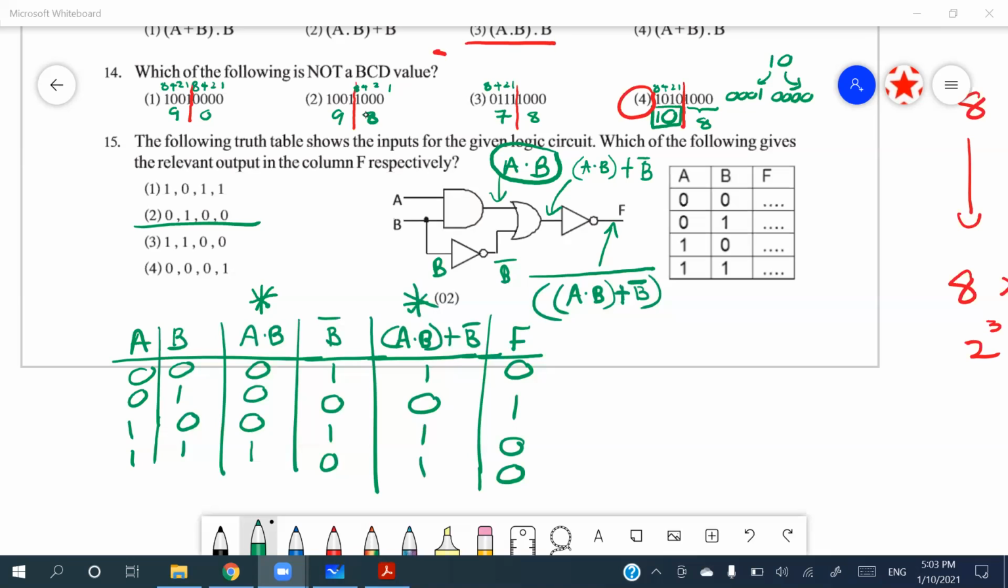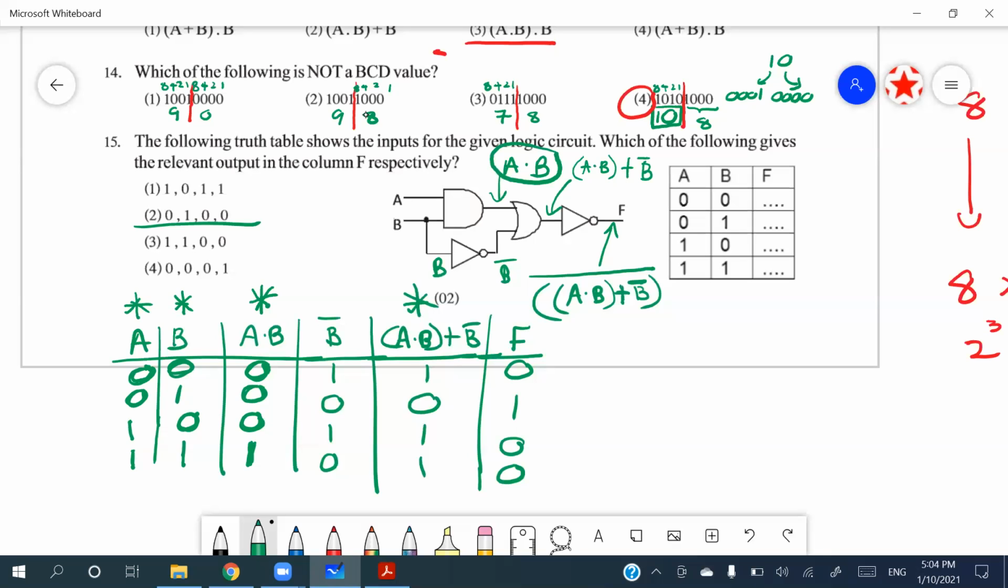Right. So Isara, A dot B, son, is a multiplication using these two things. So 0 into 0 is going to be 0, 0 into 1 is going to be 0, 1 into 0 is going to be 0, 1 into 1 is going to be 1. Did you understand, Isara?